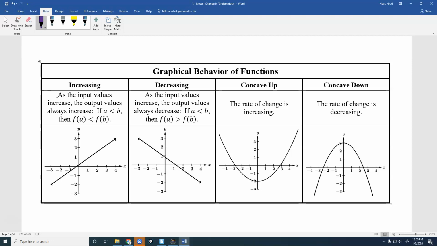Have you guys heard the terms concave up and concave down before? That is unfamiliar. Okay, so that is something that is going to be new but is really not all that difficult to figure out. So I think you guys will be good with it.